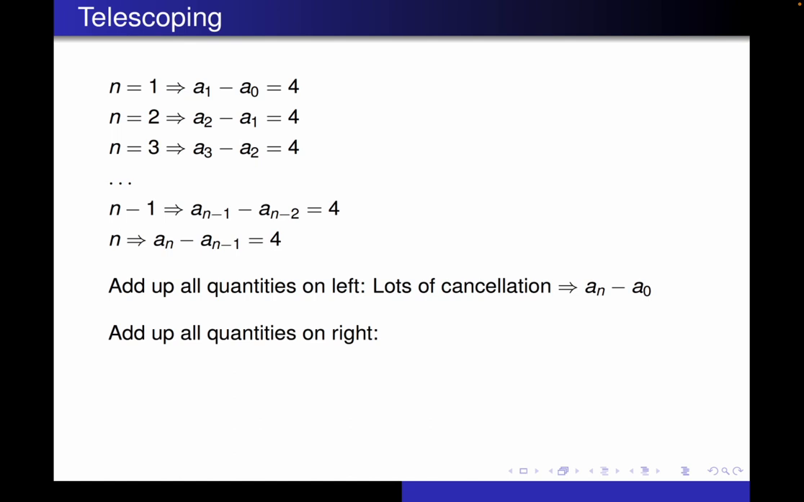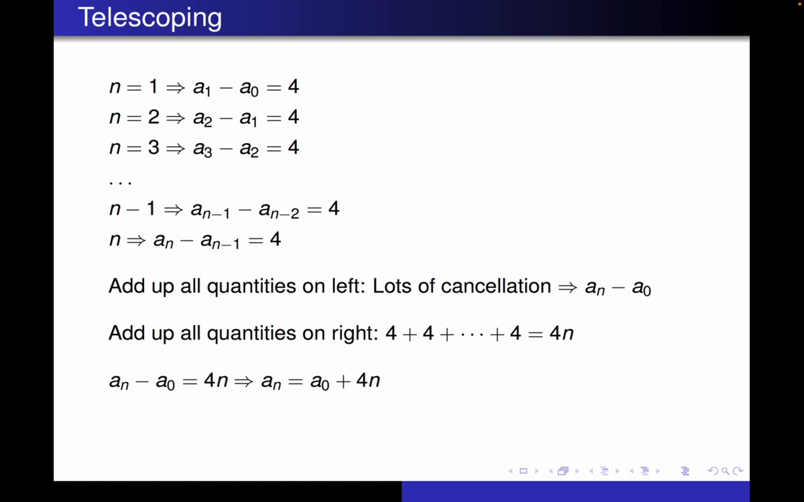If we add up all the quantities on the right, we just get a bunch of 4s. The question is, how many 4s? Well, we get one 4 for each row. We start at n equals 1, we end at n equals n, right? That ends up with n copies of 4, so that gives us 4 times n. Now, when we add up the quantities on the left and the quantities on the right, those are literally the same quantities, because each of the quantities that we're adding are equal to each other. So that tells us that an minus a0, adding up the quantities on the left, equals 4 times n, adding up the quantities on the right. And now it's just a matter of solving for an. We want a formula for an. We get an equals a0 plus 4n.